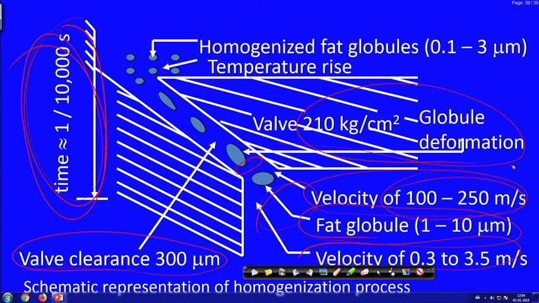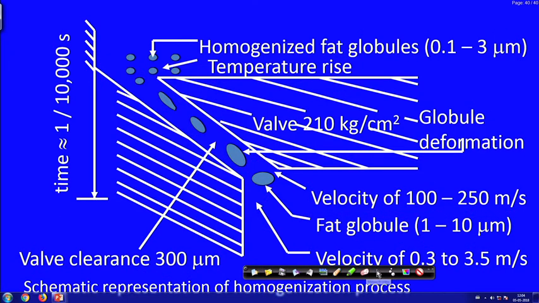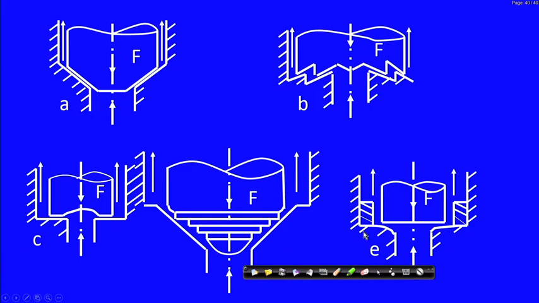The valve pressure is around 200 kg per centimeter square, and there global deformation takes place like this. This is gradually deforming and then coming to that. So, homogenized fat globules between 0.1 to 3 micron are being produced, right. So, this is the flow diagram or the pictorial diagram of the fat globules, and the valves are like that.